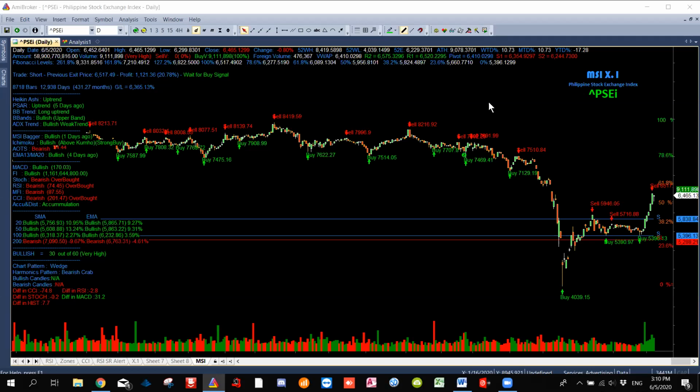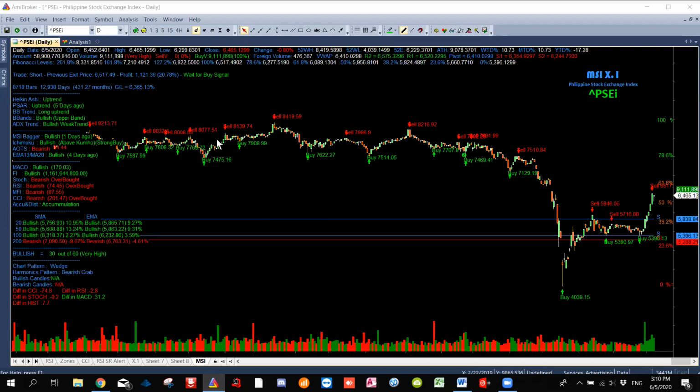Okay? So next, we have here the amount, which is the volume multiplied by the price. Volume is actually the number of trades. So volume times the price, that will be your amount.